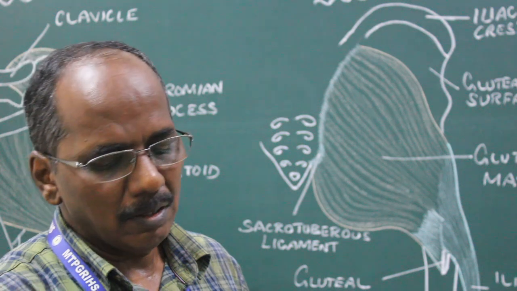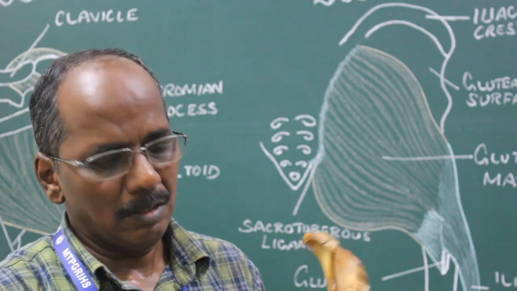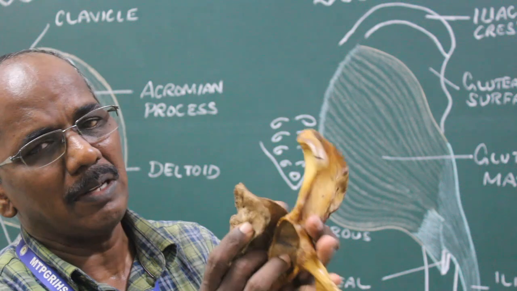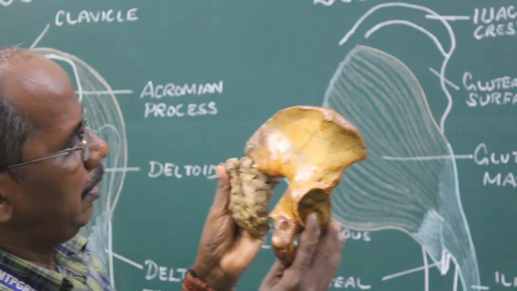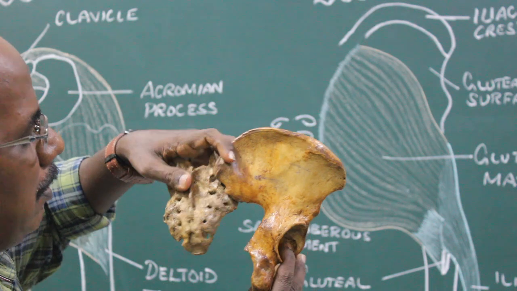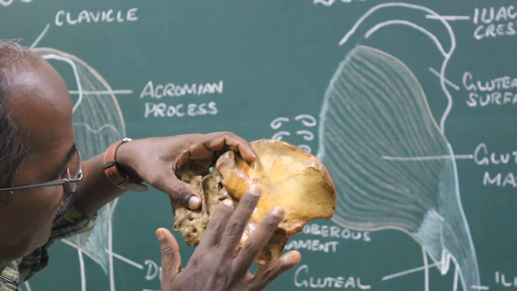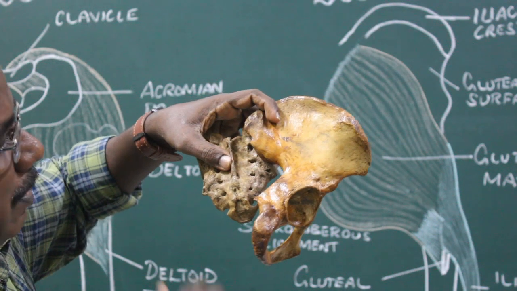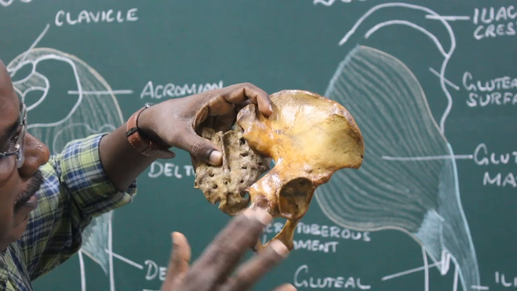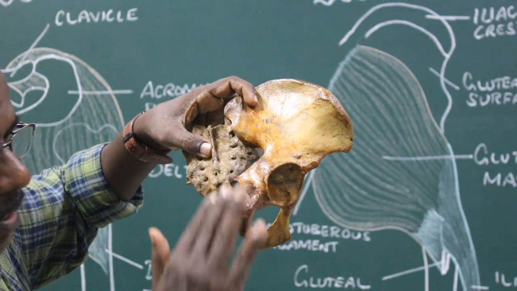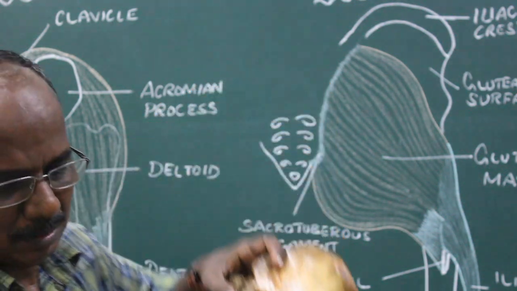Number 4, there is a ligament, sacrotuberous ligament. See, this is the articulation of the sacrum and hip bone. From the sacrum to the ischial tuberosity, sacrotuberous ligament. See, from the sacrum to the ischial tuberosity there is a ligament. So from the sacrotuberous ligament also the muscle arises.